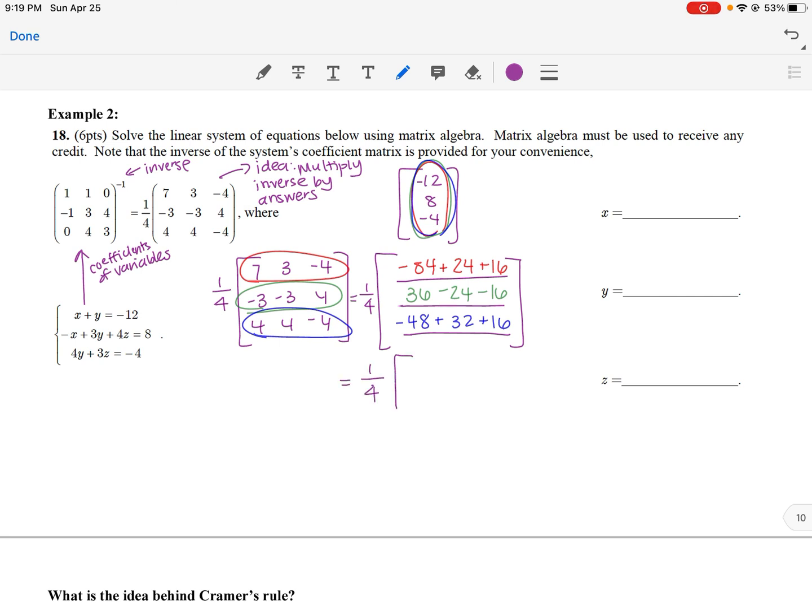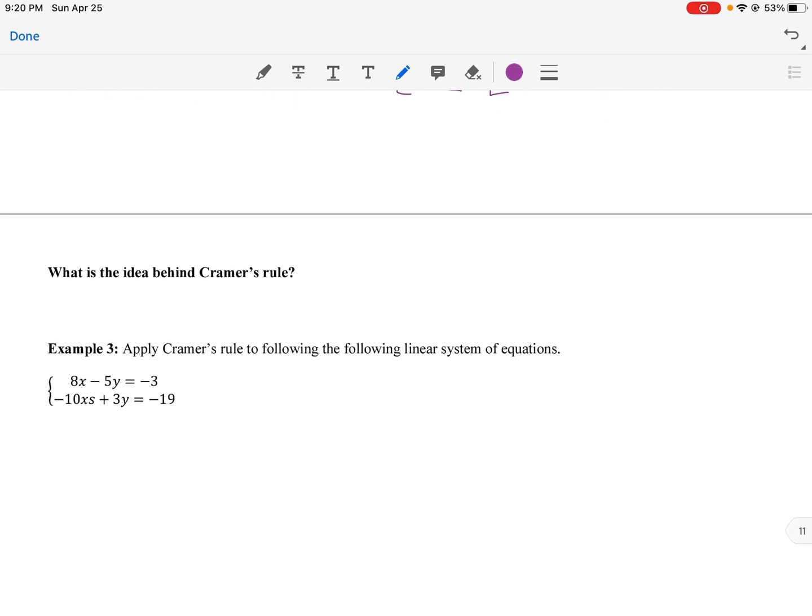So we get 1/4 times, if I add that top row together, I get -44. And then I have that second row, and I do 36 minus 24 minus 16, I get -4. The bottom row, I end up with 0. As I distribute that 1/4 to each of them, I get -11, -1, 0. So x is -11, y is -1, z is 0.